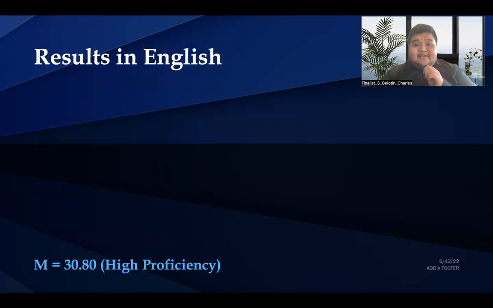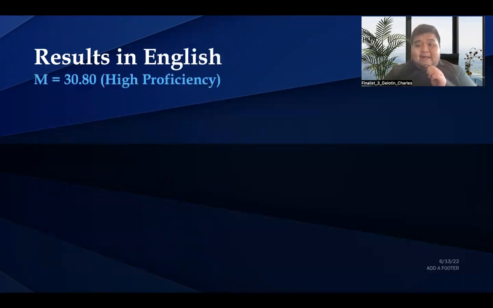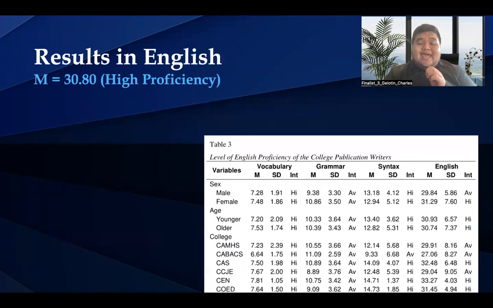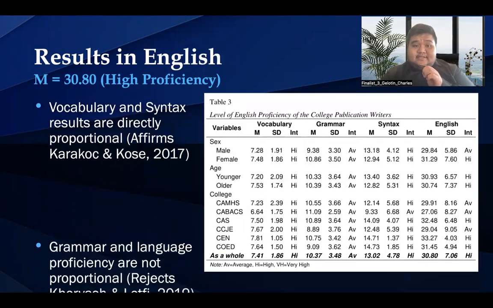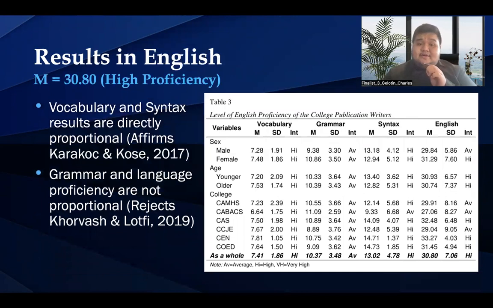As for the results in English, with a mean of 30.80, our respondents accumulated a high overall proficiency. Significant implications include vocabulary and syntax results are directly proportional with each other. On the contrary, grammar and language proficiency are not proportional with each other.